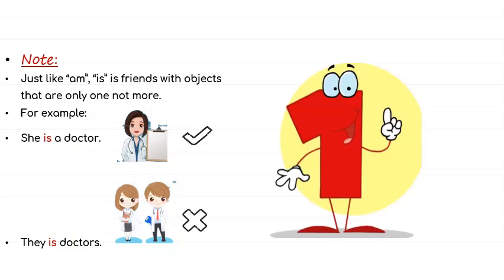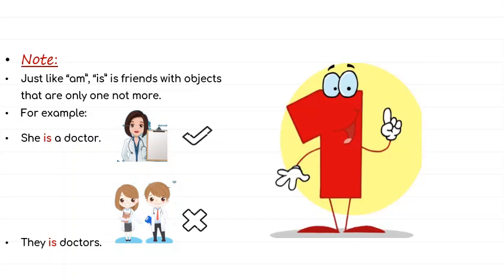So the first sentence is the correct one because we use is with only one, not more. In the first sentence, she is one or more than one? It's only one. But in the next sentence, they are one or more than one? That's great. So because they are more than one, we can't use is.